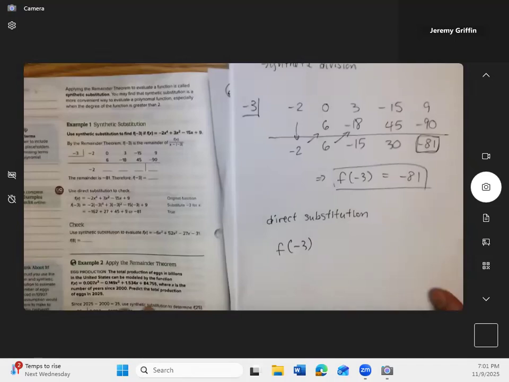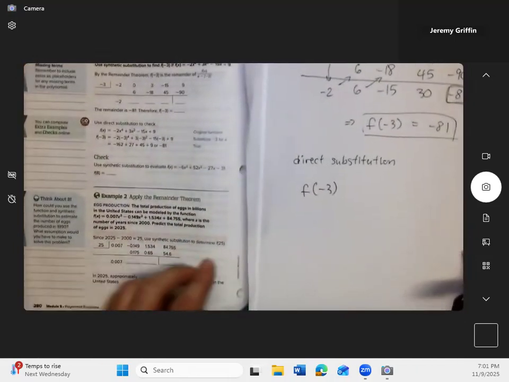Another example. They have a word question here. The total production of eggs in billions in the United States can be modeled by this crazy looking function right here, where x is the number of years since the year 2000. So the number of years are passing by. Sometimes there's more eggs or fewer eggs produced. Predict the total number of eggs in the year 2025. Well, that would be 25 years after the year 2000. So I think we just need to plug in 25.